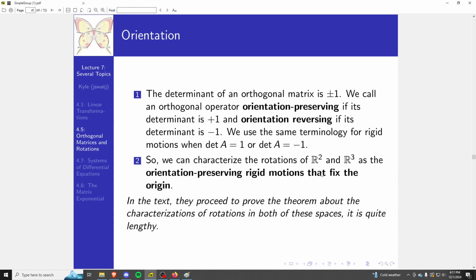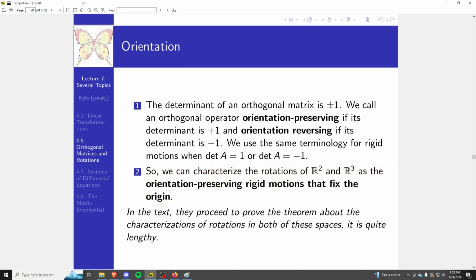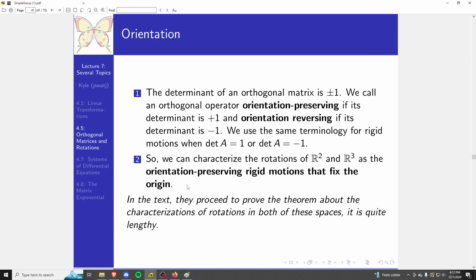And this here is proven in the text, but the proof for it is quite lengthy, and so we won't cover it today because we still have like 2 more sections to go through. So if you want to see it, you can. It's at the end of Artin 4.5.